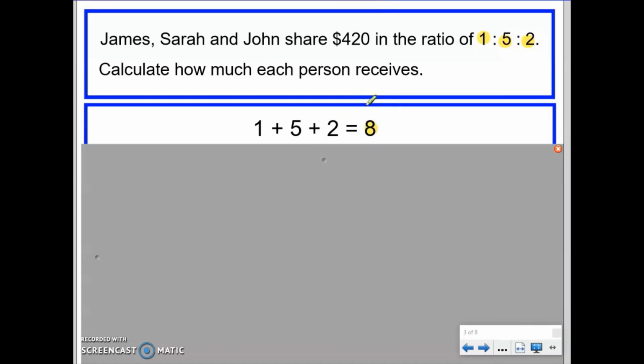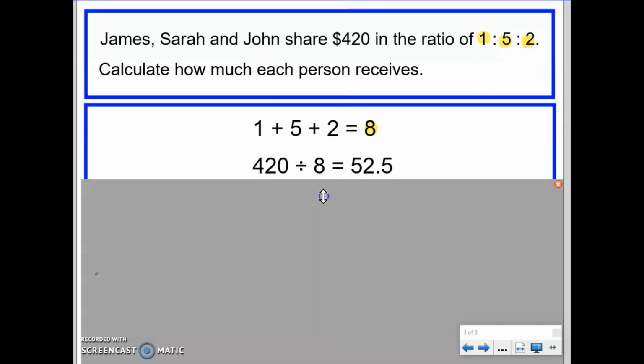Now I want to calculate how much every one part is worth. So I'm going to do step 2, which is a division. The value in the question, which is $420, divided by how many parts in the ratio altogether, which is 8, tells me that every one part of the ratio in this question is worth $52.50.